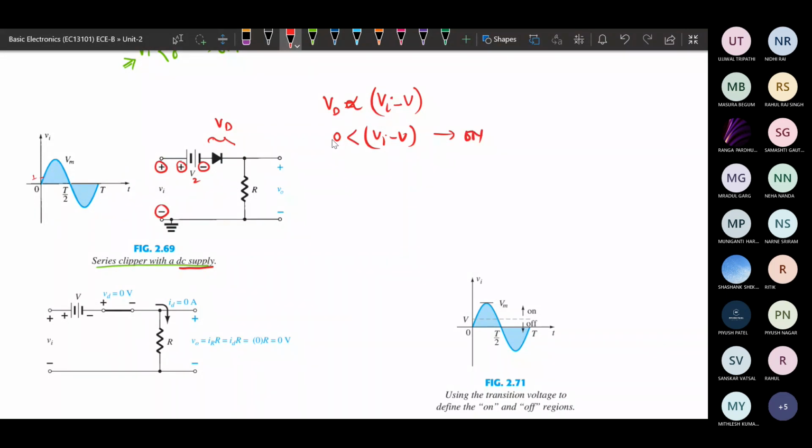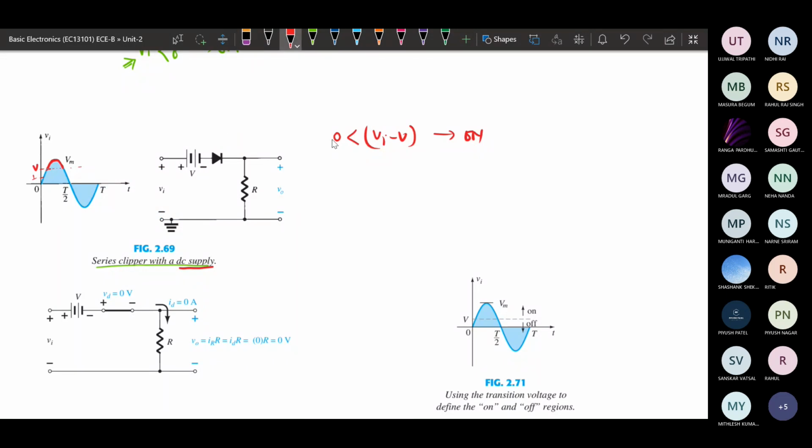So we need to move in the positive direction from 0 to some positive value, such that, suppose this is the level of the V value, as we move beyond this V, then only the diode will be on. For this time duration only the diode is on. So this is the on condition of the diode. Everyone, are you getting when the diode will be on? Our main motive is to find out when the diode will be on.